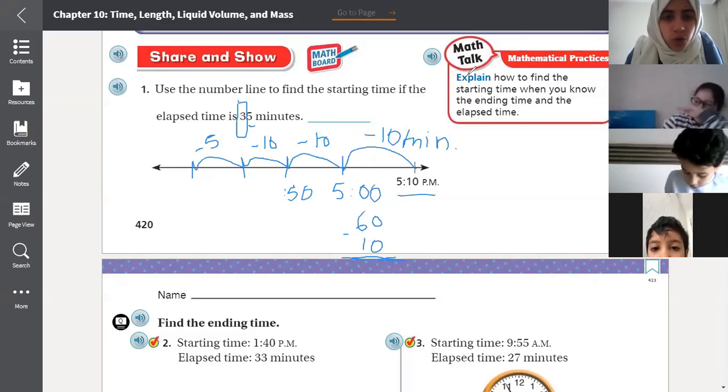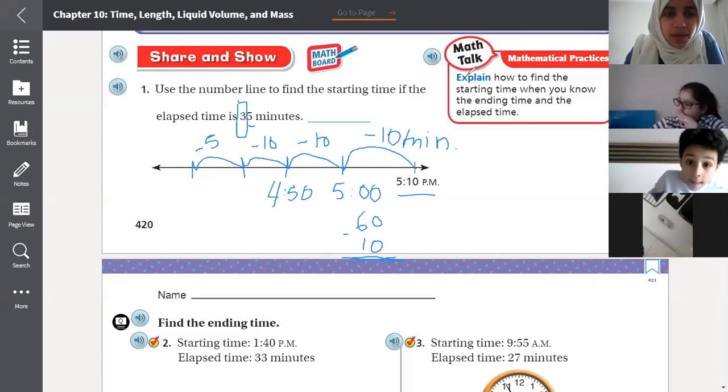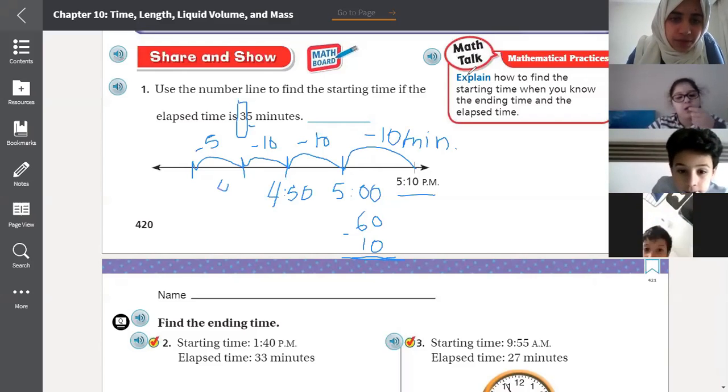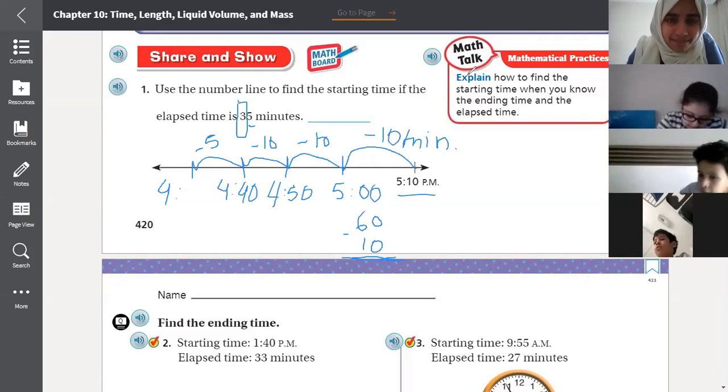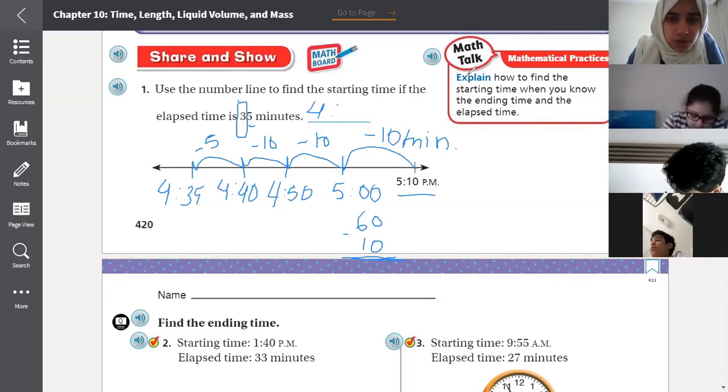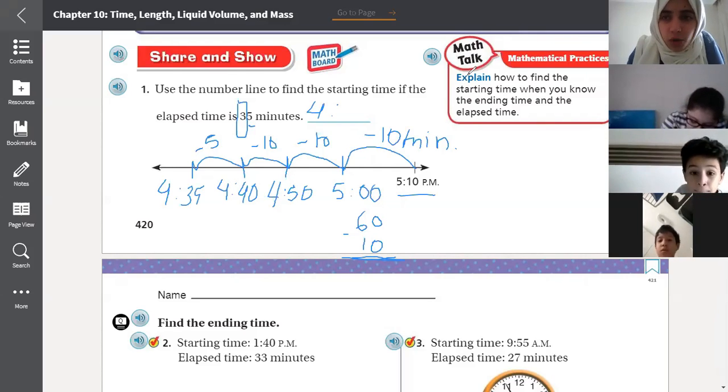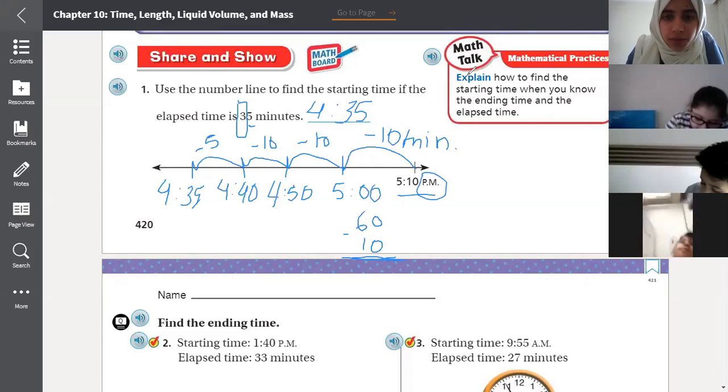5 minus 1 is 4. And then 50 minus 10 is 40. And then 40 minus 5 is 35. So this is my start time. 4:35 is my start time. And is it AM or PM? In the end time, they said PM, so I have PM here.